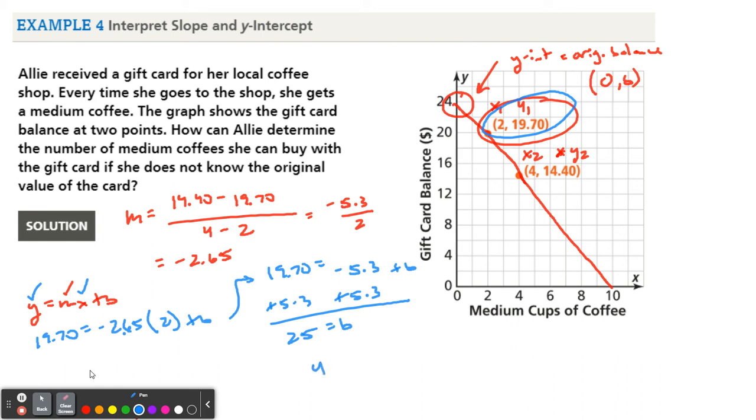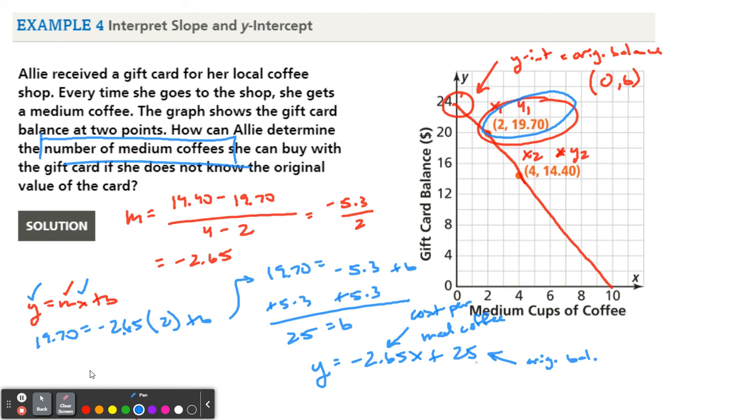So if I put my slope-intercept form equation together, y equals m, negative 2.65x plus b. The negative $2.65 is the cost per medium coffee. This 25 is the original balance. I want to know the number of medium coffees she can buy. Well, now I have the starting balance of 25, and I know each coffee costs $2.65. So what I'm going to do is divide those two.